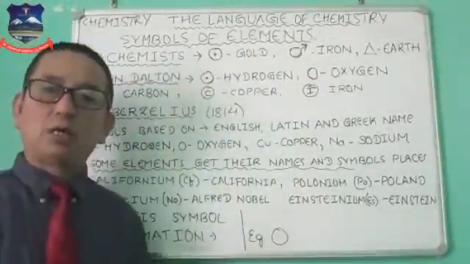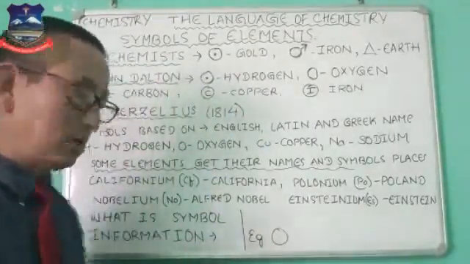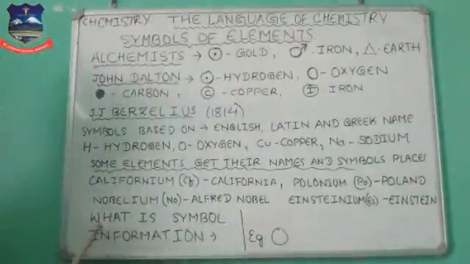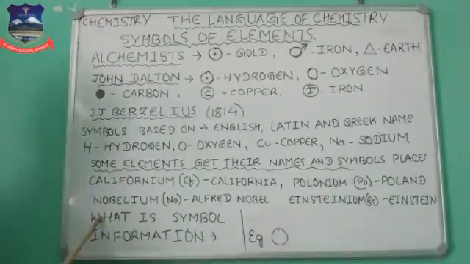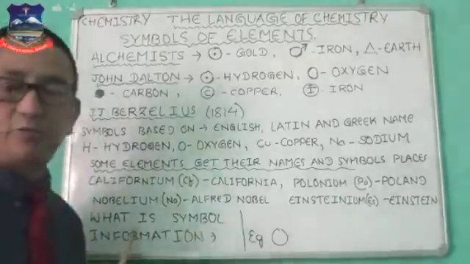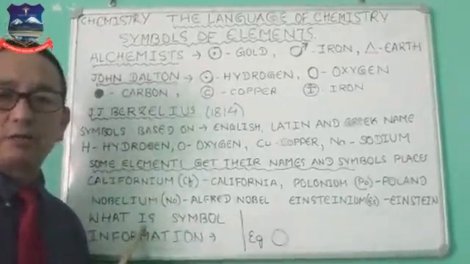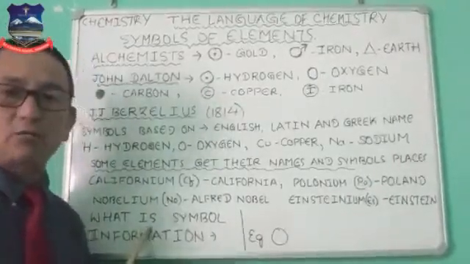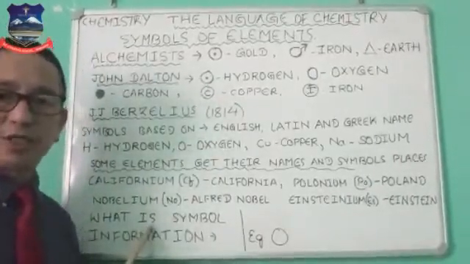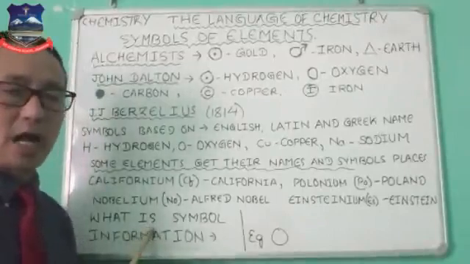and lastly we came to know what a symbol is. A symbol is the short form of an element. And a symbol gives so much information. It represents the name of the element. It represents one atom of an element. It represents the atomic weight of an element.